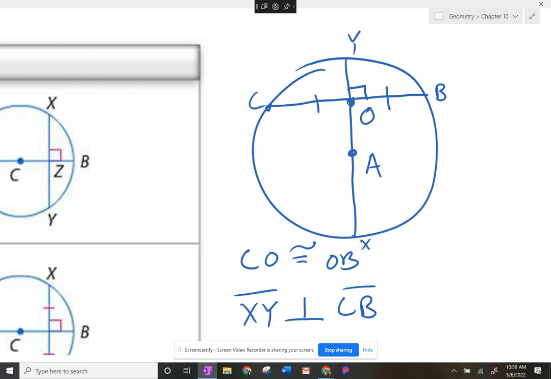Okay, so again, if I have the part that goes from the central point to the outside, so either radius or diameter, and this one's perpendicular, what it does with this chord is it bisects this chord perfectly. That means that CO and OB are going to be the exact same length. Cut perfectly in half. Because it cuts that chord perfectly in half, it's also going to cut this arc perfectly in half as well. Meaning this part of the arc and this part of the arc are going to be the exact same length. Make sense?